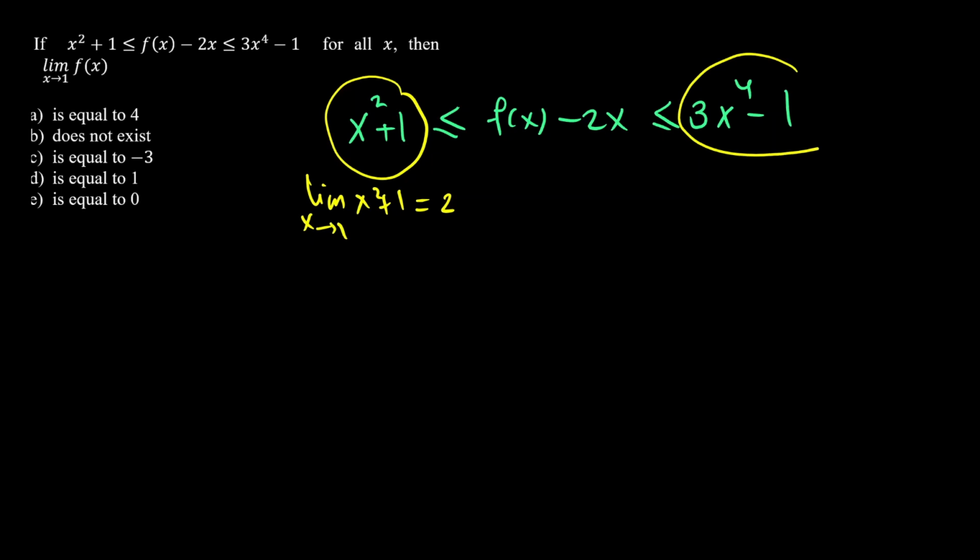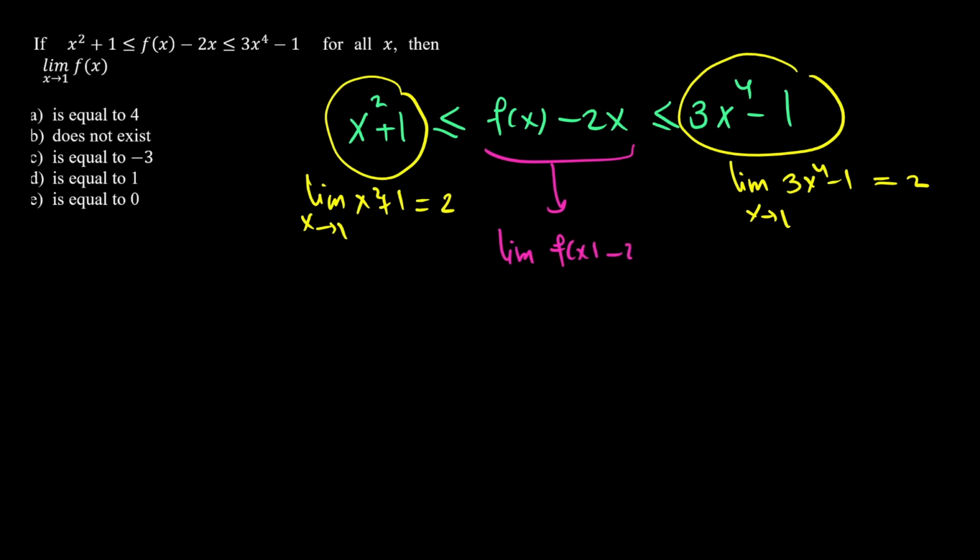The limit of this side is also 2. The limit of 3x to the 4 minus 1 as x goes to 1 by direct substitution, of course, is equal to 2. Therefore it is also true that this limit must be 2. So the limit of f of x minus 2x as x goes to 1 must be equal to 2.